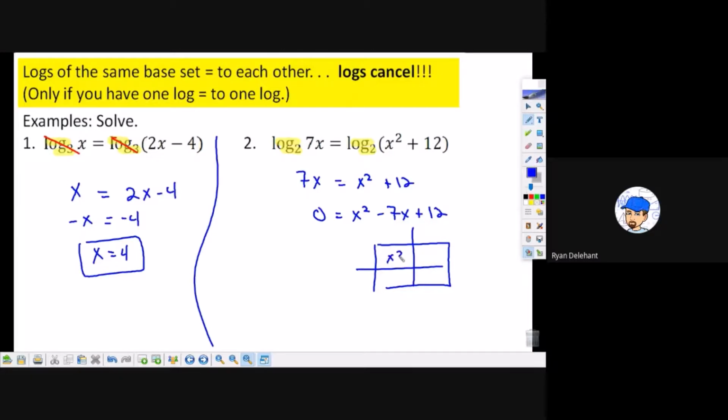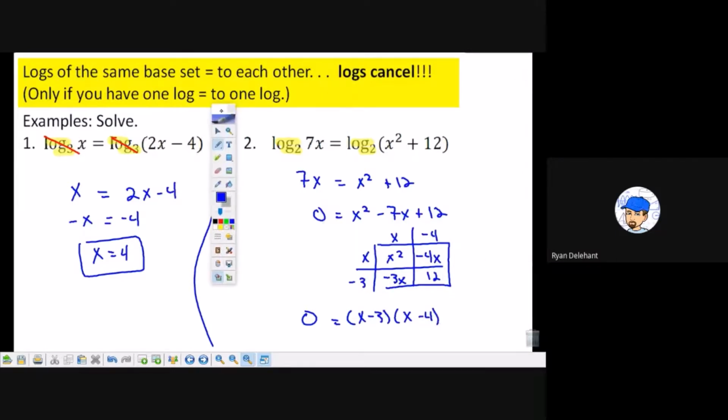So we get x squared, we get 12. And we want the factors of 12 that add to negative 7. So that's going to be negative 4x and negative 3x. So this has a negative 4 and x and a negative 3. So that thing factors into (x minus 3)(x minus 4).